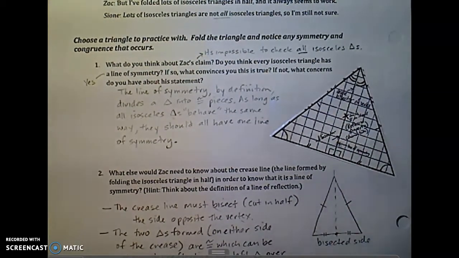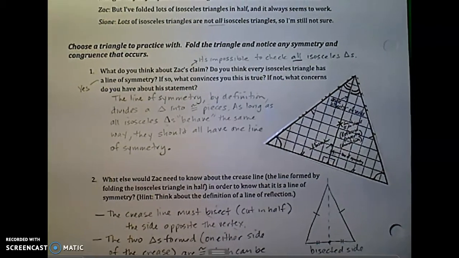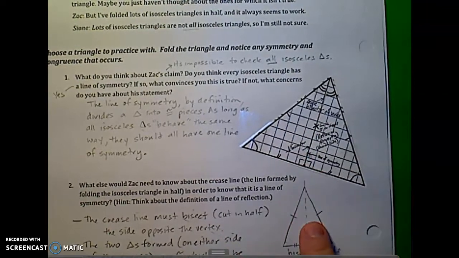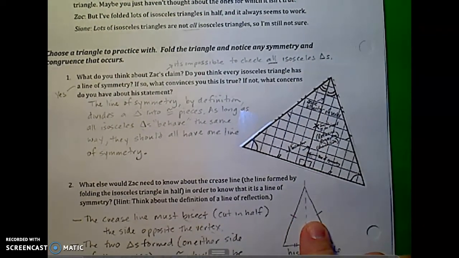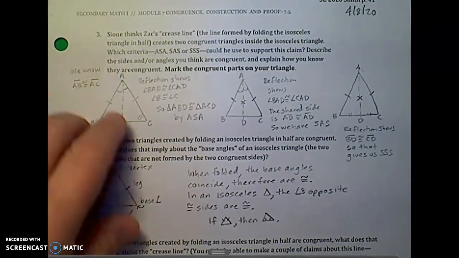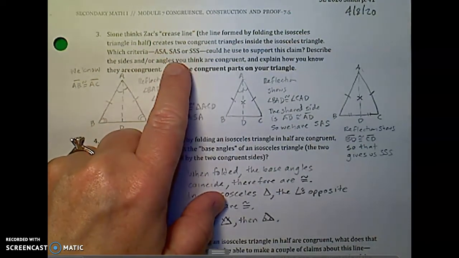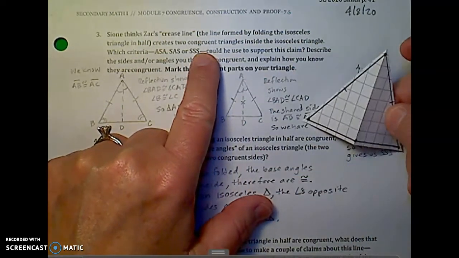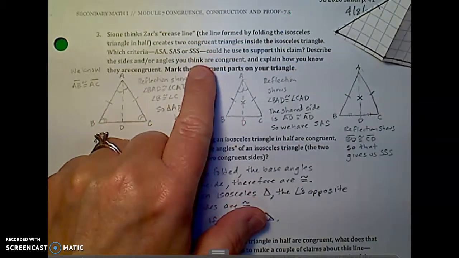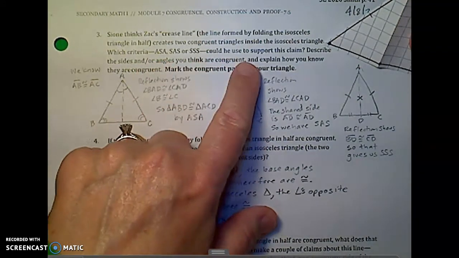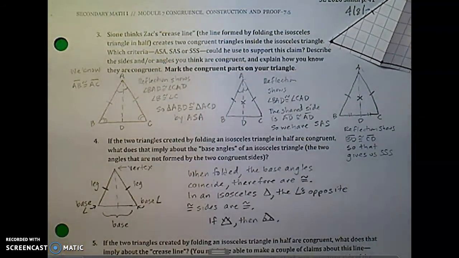But if you want to look at the printed notes or the PDF that I provided, you can zoom in and see all those parts and all those markings. So on page 41 now, I want to continue this on number 3. Sion thinks that Zach's crease line, this one where we're folding this in half, creates two congruent triangles inside the isosceles triangle, and we've just talked about that. Which criteria, angle, side, side, or side, side, could you use to support this claim?